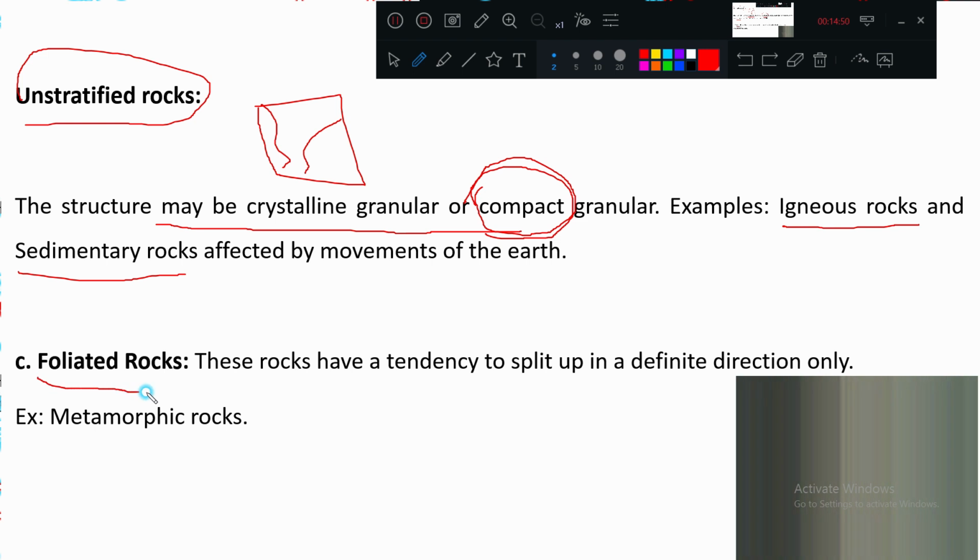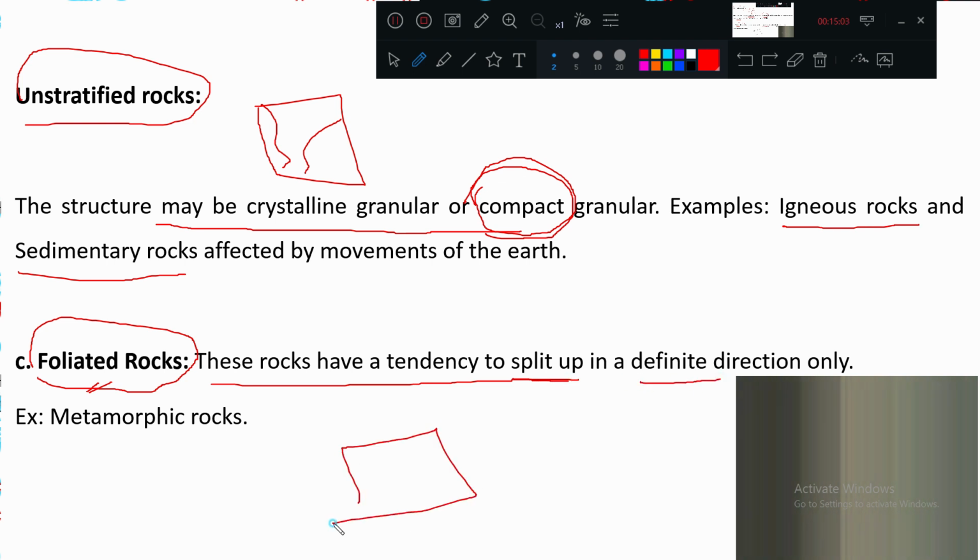In some cases, we can also classify them as foliated rocks. What are these? Foliated rocks. These rocks have a tendency to split in a definite direction only. If you take the stone in whichever way and hit it, the stone is going to split in that direction only. So almost all metamorphic rocks come under this category, foliated rocks.